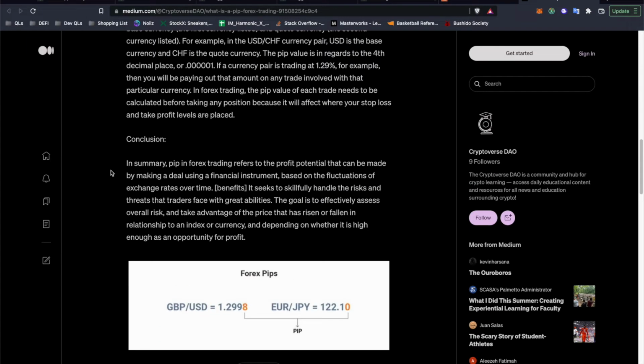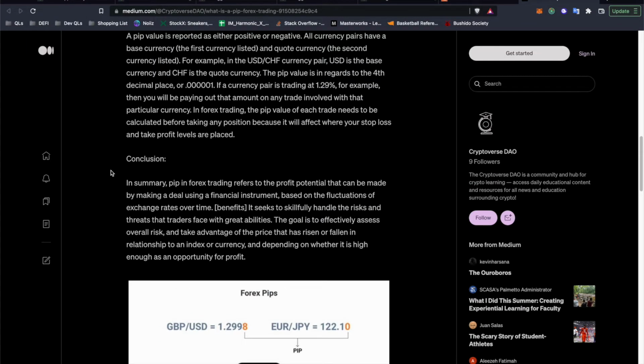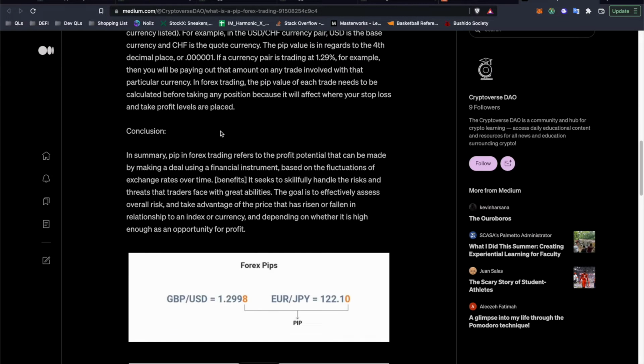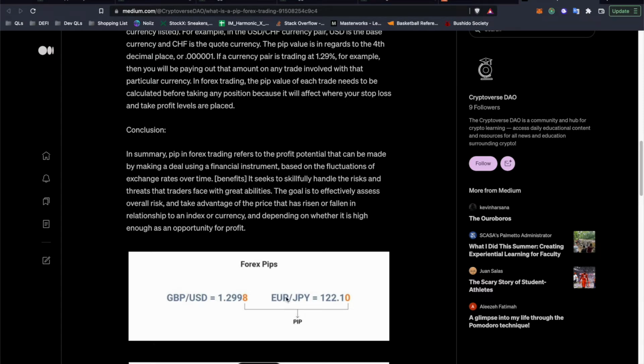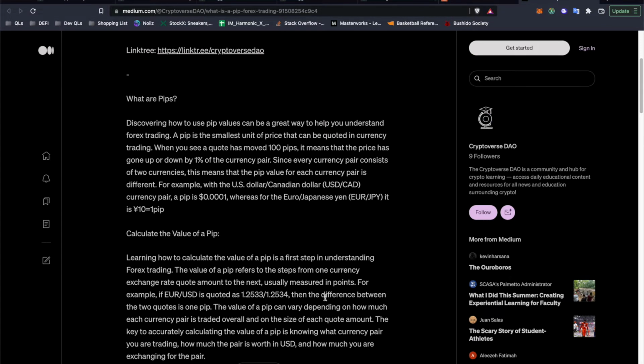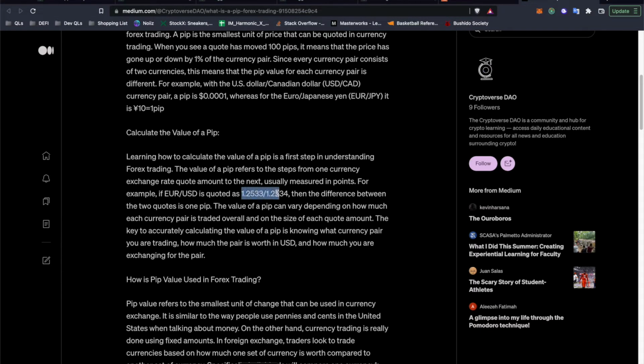But to give it to you really, really simply, right? Anything you trade is one thing against another, generally. With Forex pairs, you're looking at the euro against the US dollar. You're looking at gold against the US dollar, right? So it's a number, it's something slash something, right? Now a pip is essentially the smallest difference between one and the other. That's what a pip is.